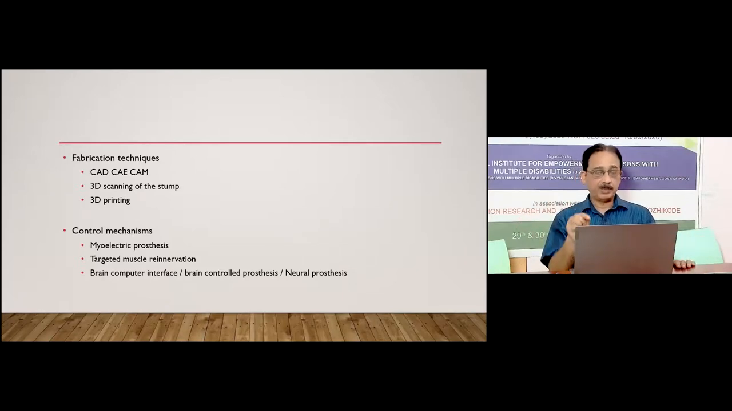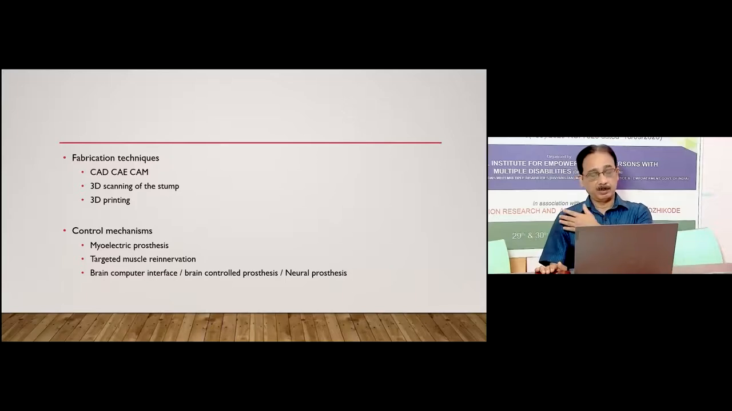But in an amputee patient, the limb stump is there, where some of the muscles are still there. So the impulses generated in the muscles when the patient thinks of moving certain joints, the impulses reaching the muscle are picked up by the electrodes and converted into a control mechanism. That is the myoelectric process. An advance over this is targeted muscle reinnervation.